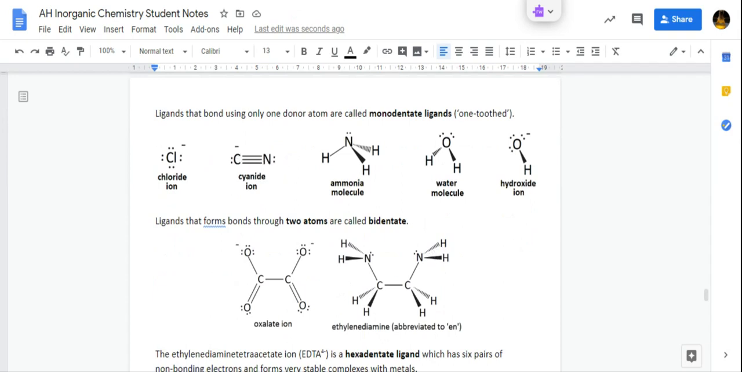If a ligand bonds using only one donor atom, then they're called monodentate ligands. So for example, the chloride ion just bonds through the one atom, so it is monodentate. The cyanide ion, CN-, bonds through the carbon atom, so it's monodentate. The ammonia molecule bonds through these non-bonding electrons on the nitrogen. Water molecules, even though there's two non-bonding pairs, just bond through this one oxygen atom, and the hydroxide ion bonds through this single oxygen atom, so they are monodentate ligands.